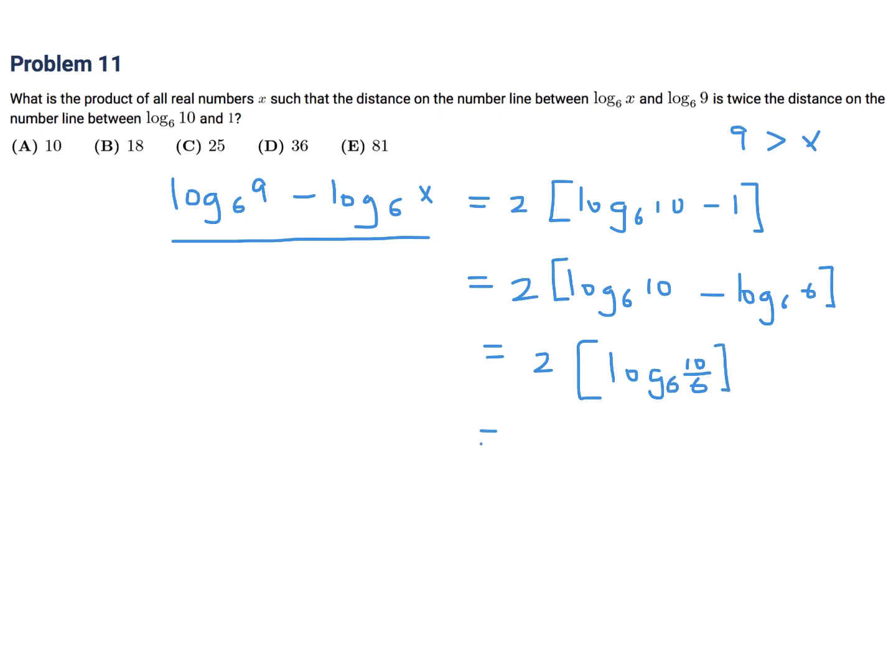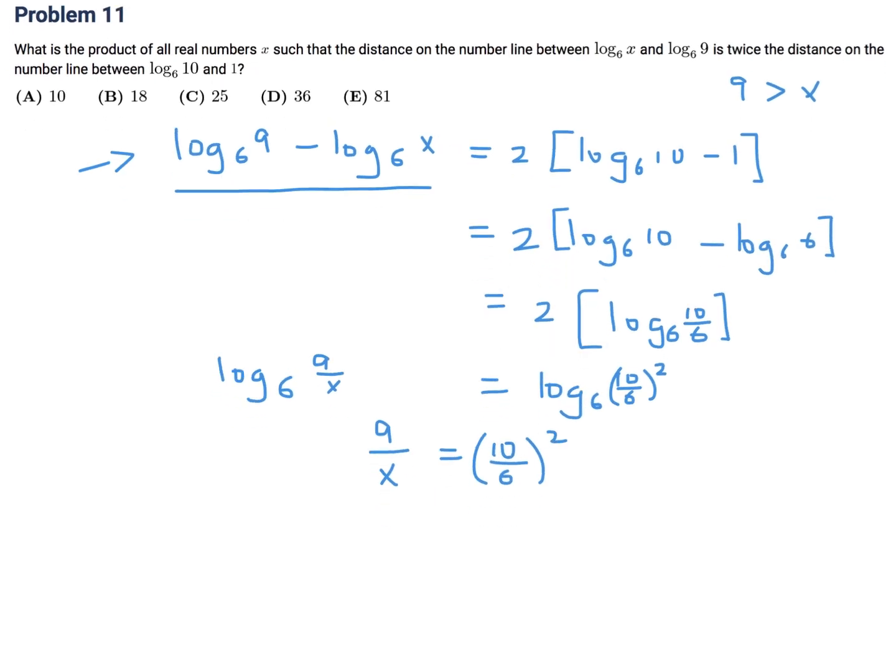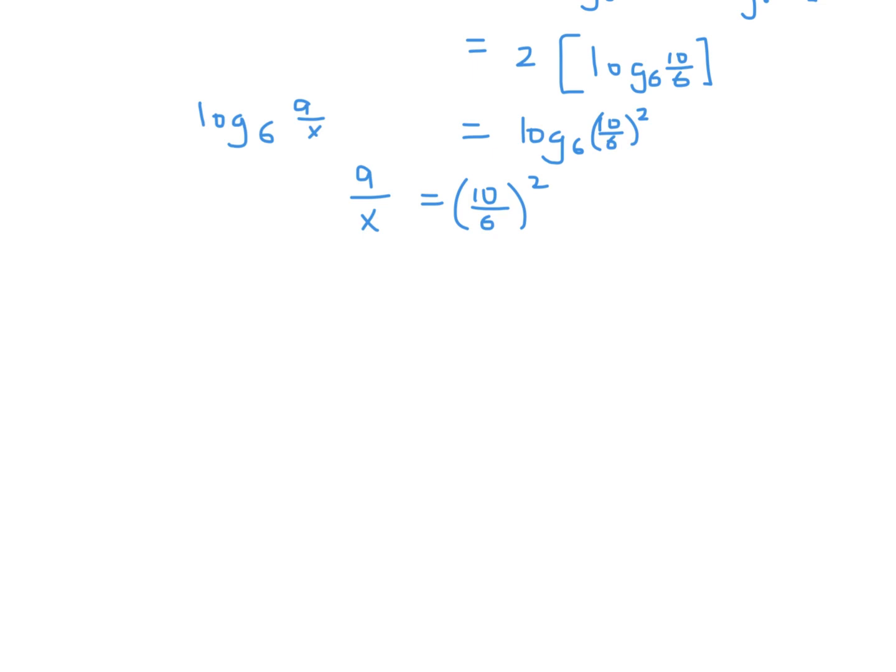And then, let's see, what can I do? I can combine this side over here. That's going to be the log of 9 over x to the base 6. And then this is going to be log 10 over 6 squared, using, again, a log rule. And I think that's about as far as we can go. Now, since they both have the same bases, we can deduce that 9 over x is the same as 10 over 6 squared. Okay, so this should be fairly easy to solve, I think.